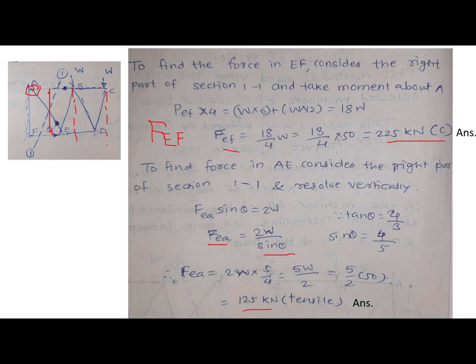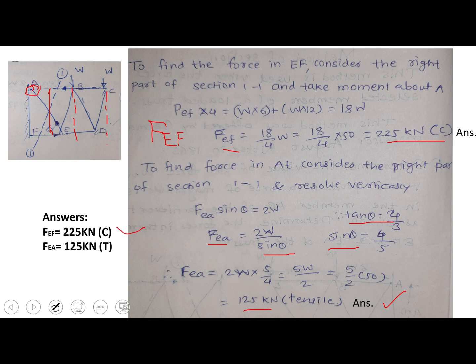Here again it is simple geometry. We must be strong in the fundamentals of geometry, how to calculate the angles from the given lengths of the members. So we get the value of EA as 125 kilonewton, and that is tensile, which we have assumed, and we are getting the sign as positive. So our assumption is correct here as well. In this way, we have found the force in member EF is 225 kilonewton and its nature is compressive, and the force in member EA is 125 kilonewton and its nature is tensile.